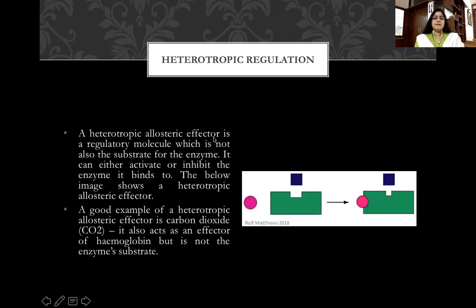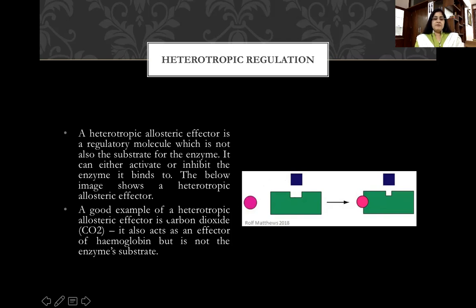Now, a heterotropic allosteric effector is a regulatory molecule which is not also the substrate for the enzyme. It is a different molecule. It can either activate or inhibit the enzyme it binds to. So this image shows a heterotropic allosteric effector. Here you can see they both are different. It is not homo. This is a square and this is a sphere, which denotes that they both are not homologous molecules or the same type of molecule.